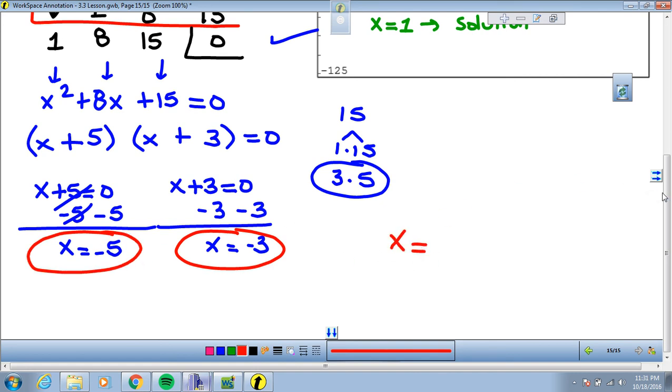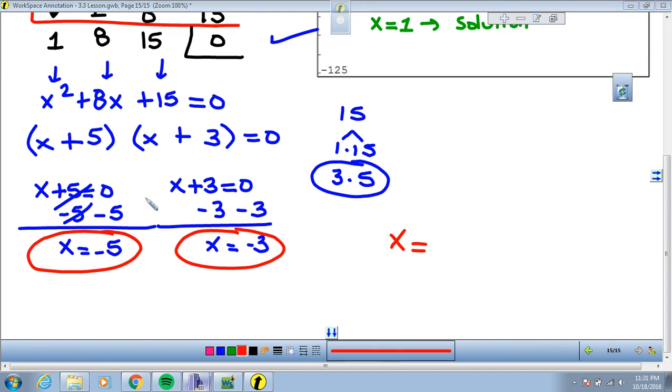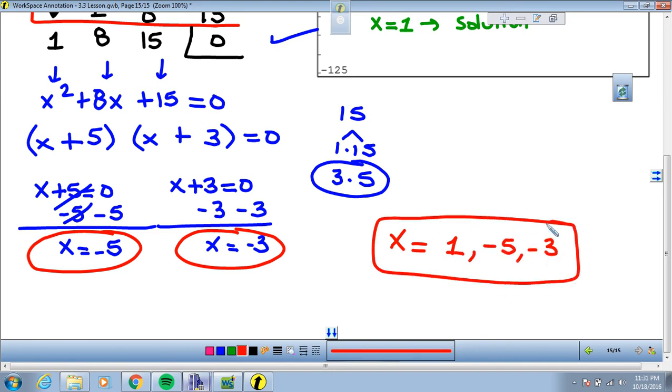So the degree was 3, right? The degree was 3. That means we should have 3 solutions. We do. The one that you saw here on the graph is one of the solutions, and then the 2 that you got, those are the 3. So that means we stop. That's it. There are no more solutions.